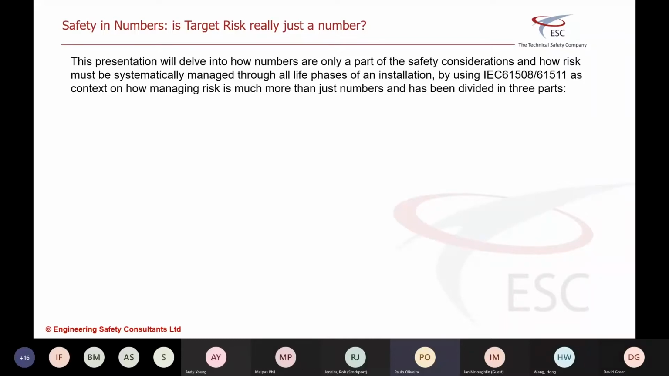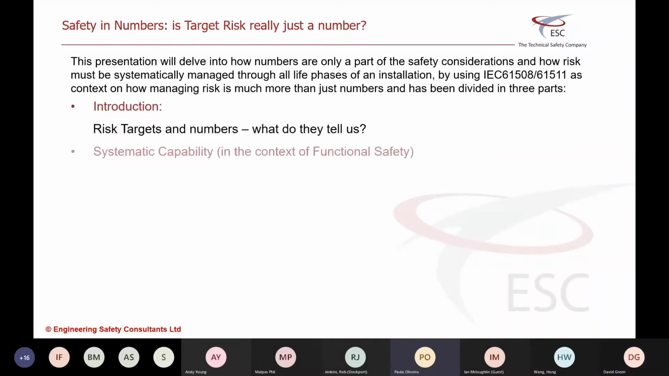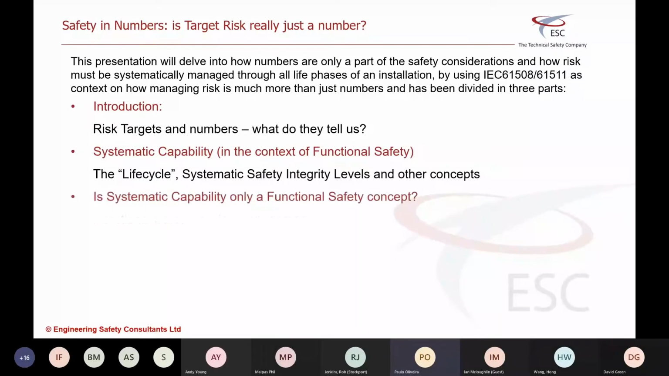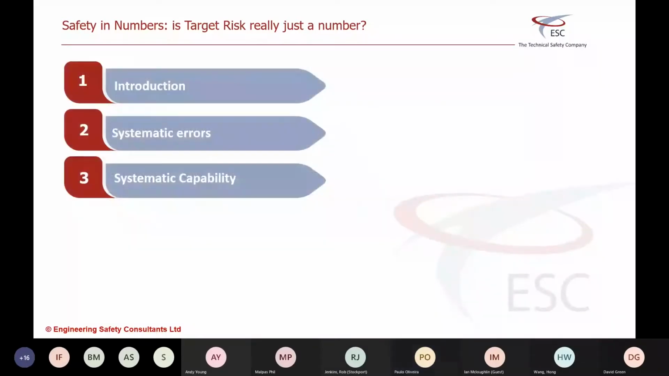And the way we're going to do that today is split into three parts. We're going to talk about risk targets a bit, just to create the context and what they actually tell us. We're then going to talk about systematic capability in the context of functional safety, covering life cycle and what systematic safety integrity levels mean and some other concepts. And then at the end, we're going to talk, is this really just about functional safety, or does it transcend functional safety into risk management? So let's get started.